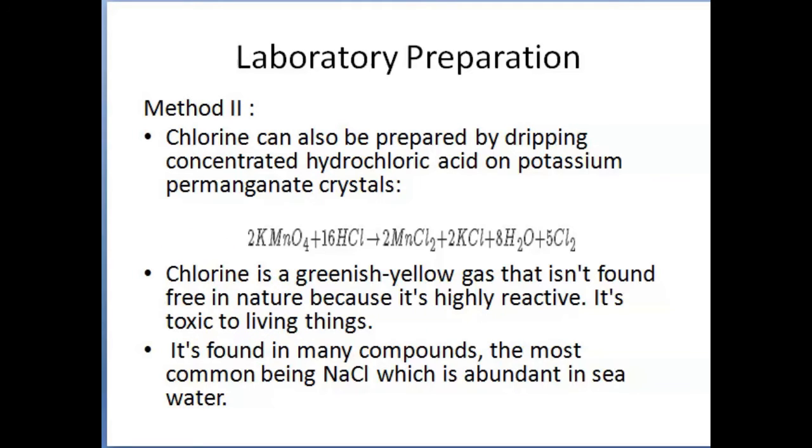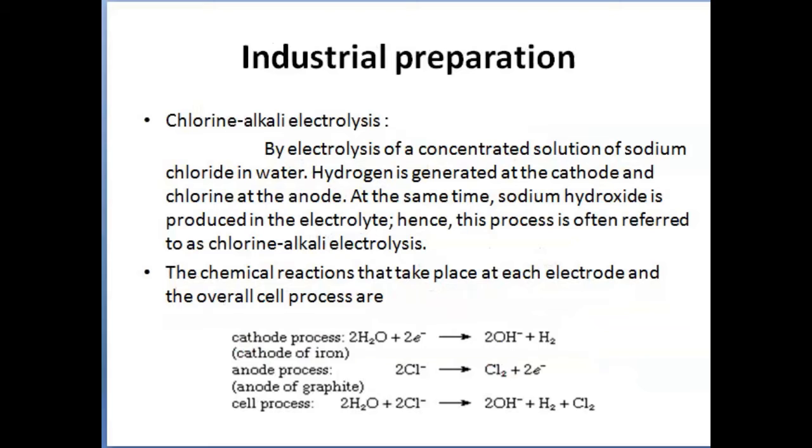If we talk about the industrial preparation of chlorine, the most common method used is chlor-alkali electrolysis. By electrolysis of a concentrated solution of sodium chloride in water, hydrogen is generated at the cathode and chlorine at the anode, and at the same time sodium hydroxide is produced in the electrolyte, and that is why this process is known as chlor-alkali electrolysis.